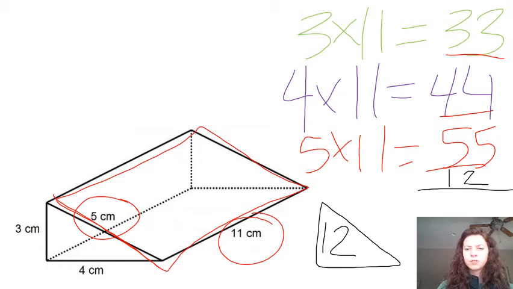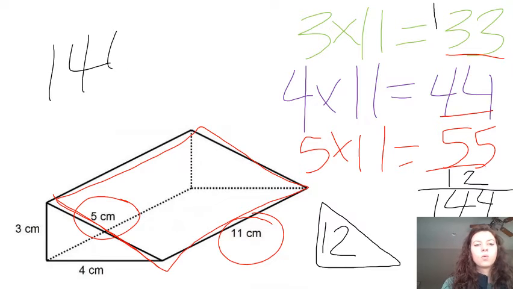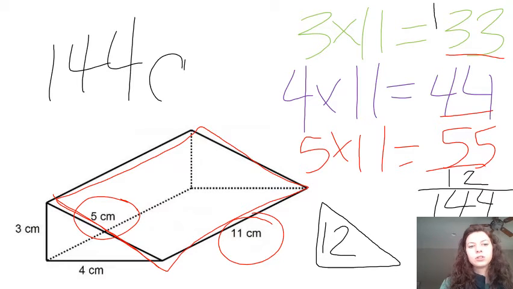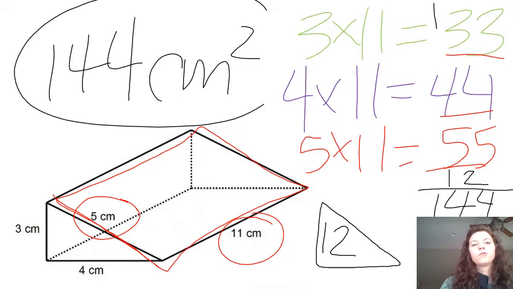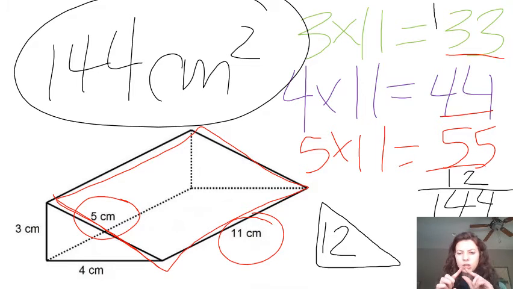3 plus 4 gives me 7, plus 5 gives me 12, plus 2 gives me 14. I carry the 1. 1, 3 give us 4, 4 and 4 give us 8, 8 and 5 give us 13, 13 and 1 give us 14. So we should have 144 with a label. We would say centimeters squared. So it would take 144 centimeter by centimeter pieces to cover this entire triangular prism.